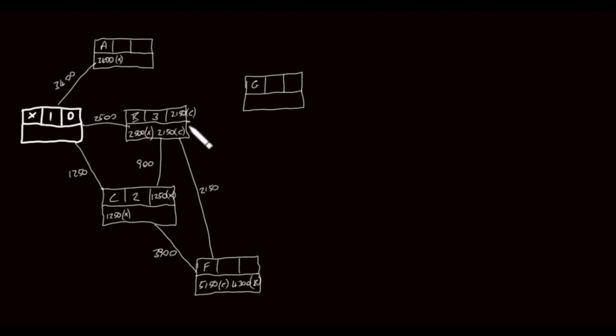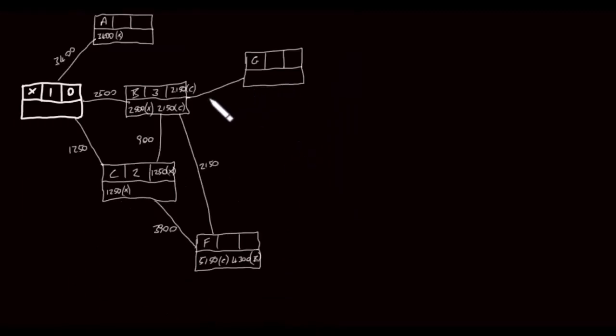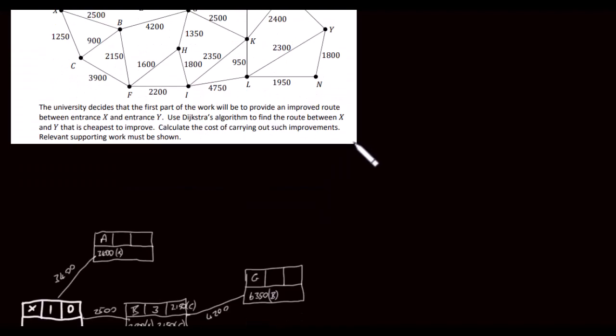Okay, so this is G, and the weight of that path from B to G is 4200. So we're going to put 4200 in here, add that to 2150, and that gives us 6350, and that's coming from B. Okay, and I think that's it from B. B is just connected to G and F, nothing else.